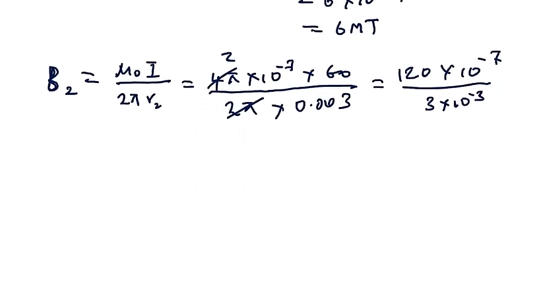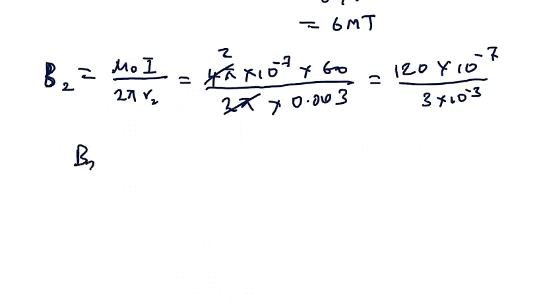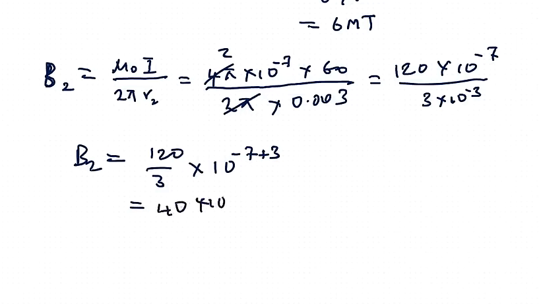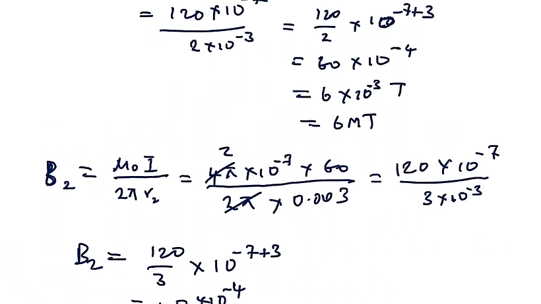If we simplify this, B2 will be equal to 120 divided by 3 multiplied by 10 to the power minus 7 plus 3. Then 120 divided by 3 will be 40, so 40 times 10 to the power minus 4. This is the same thing as 4 times 10 to the power minus 3, which is 4 millitesla. And we've gotten B1 to be 6 millitesla.